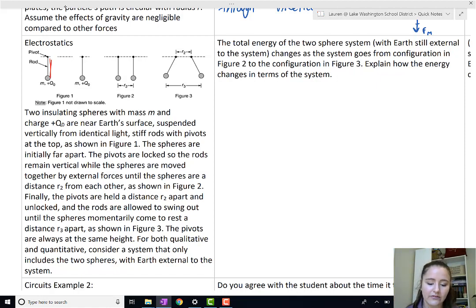For both the qualitative and the quantitative, consider a system that only includes the two spheres, with Earth external to the system. Now, that is an interesting concept. What that means is that we are ignoring gravity. If Earth is external to the system, we are not considering gravity, we are not considering gravitational potential energy. And that's going to be important as we look at the next problems.